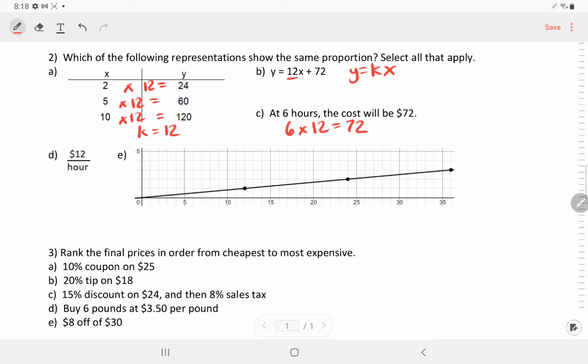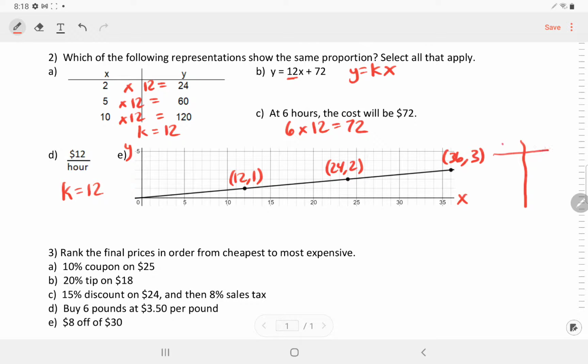And then you'll see that for every hour that a person works, they'll earn $12. So once again, this K is also 12. And then for the graph, this is our x-axis, our horizontal, and our vertical will be our y-axis. Notice how our first point is at 12 on the x and 1 on the y. And then we have 24 on the x and 2 on the y. And then 36 on the x and 3 on the y.